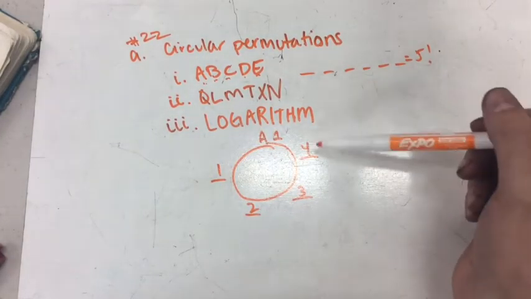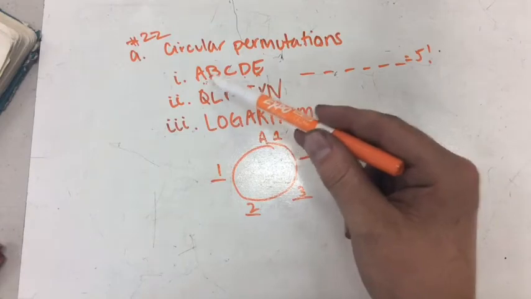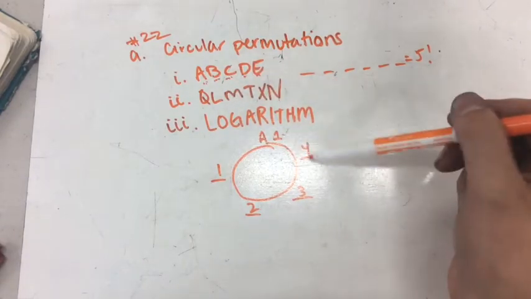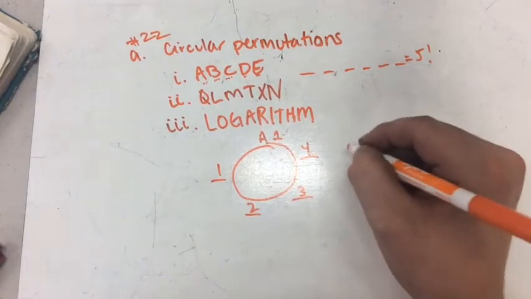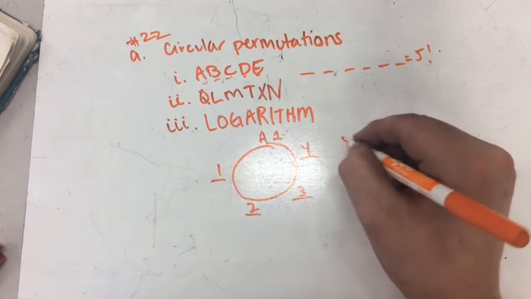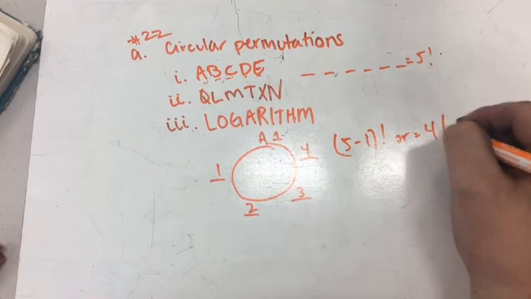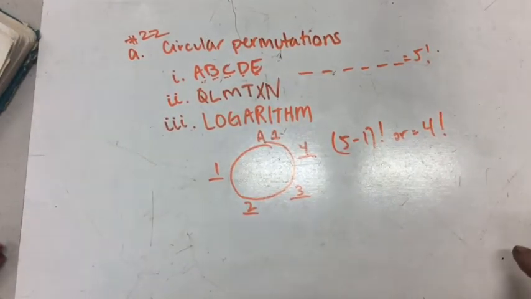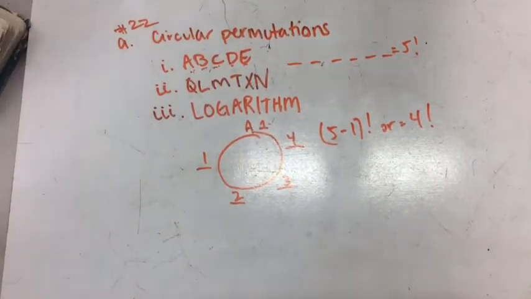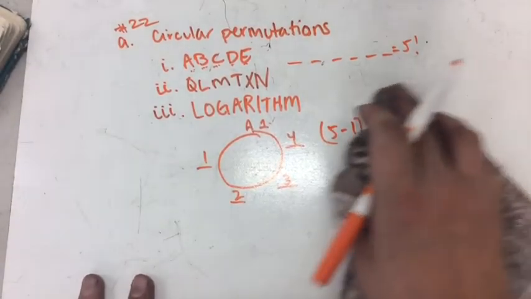Okay, has this sat all 5 people? So A, B, C, D, E, all 5. Yeah, so 1, 2, 3, 4, 5. So the answer here is going to be 5 minus 1 factorial, or 4 factorial. Okay, so again, we have to lock someone into place or it's not going to work on these circles.